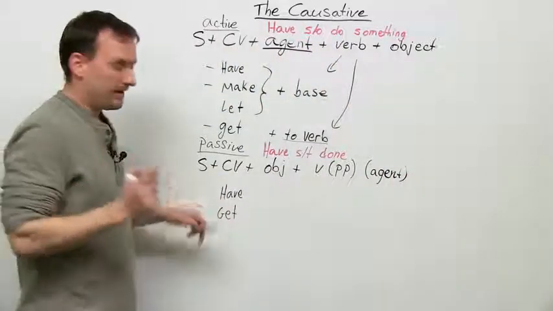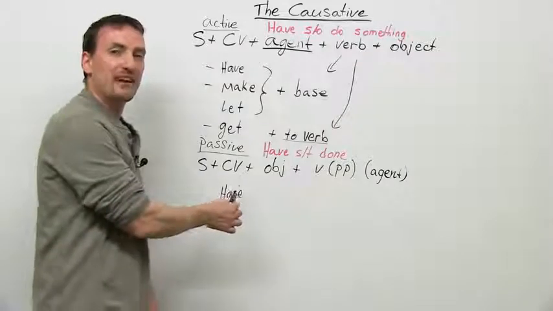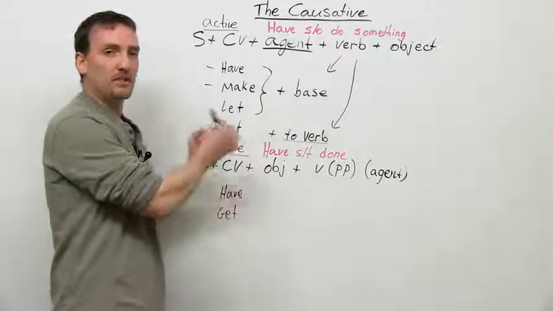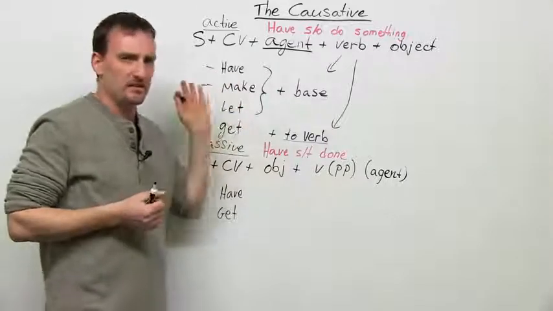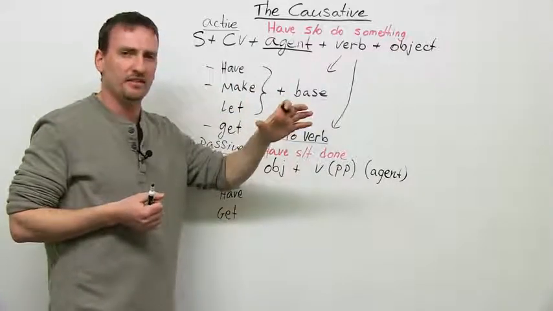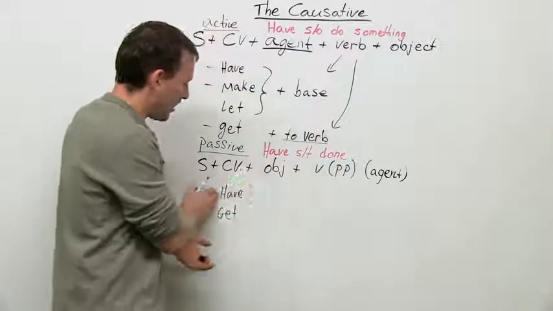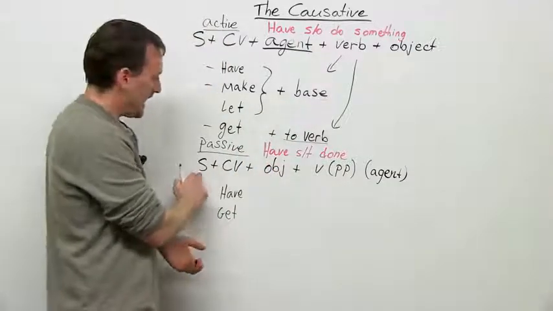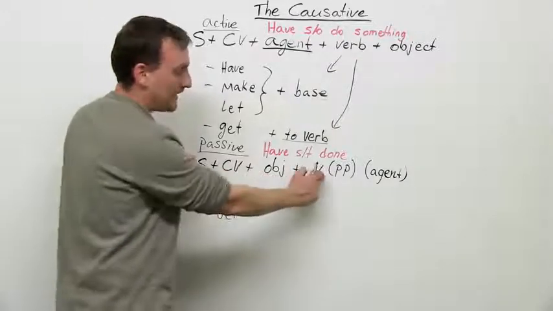Now, keep in mind that you will only use have and get in the passive causative. You could use make and let, but the structures will be a little bit different, and it's a little bit uncommon to see these structures. Very common to see have and get. I had my hair cut.